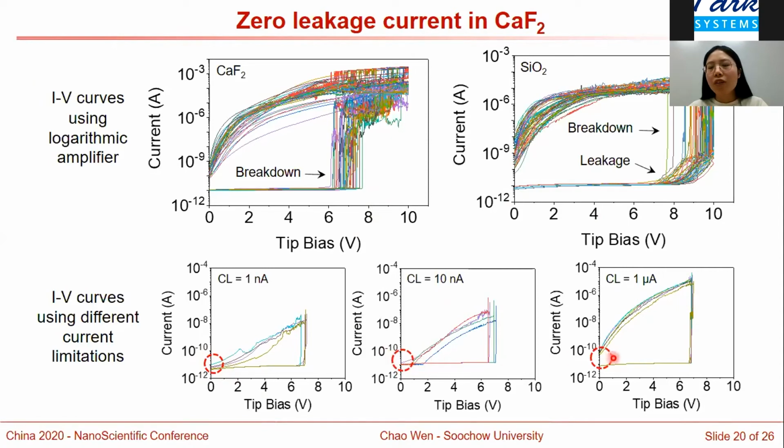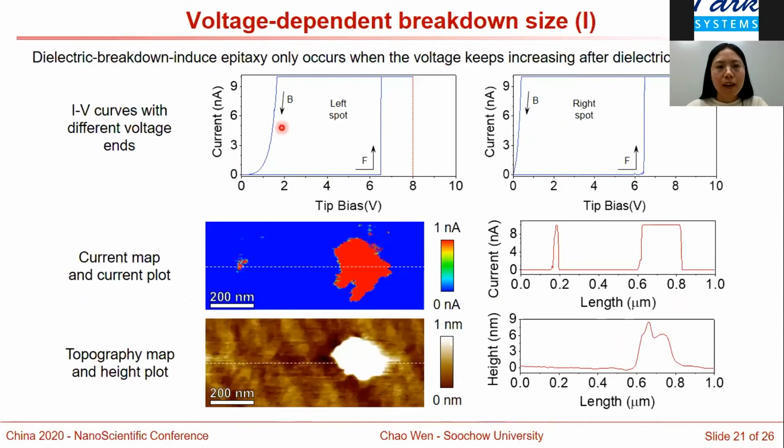But with a larger current limitation of 1 microampere, we can find that the current stays at a high value even when the tube bias goes back to 0. So this means that with a larger current limitation, we have breakdown. And so, of course, when we do not apply any current limitation, we have breakdown here. And the current here is only caused by breakdown. So next, we find that we can decide the breakdown size by changing different voltages.